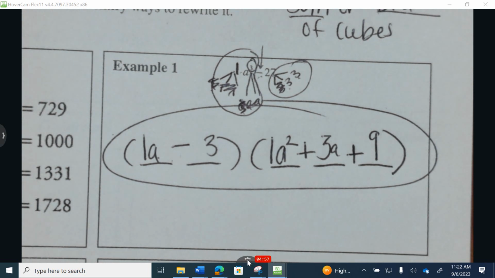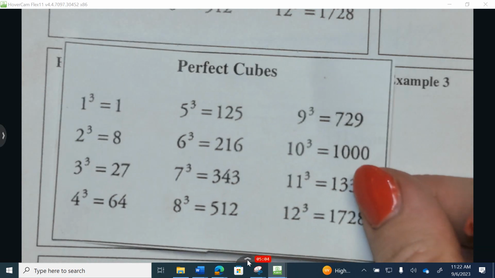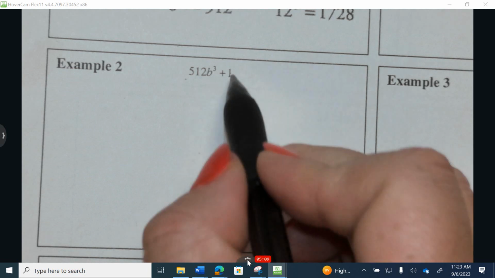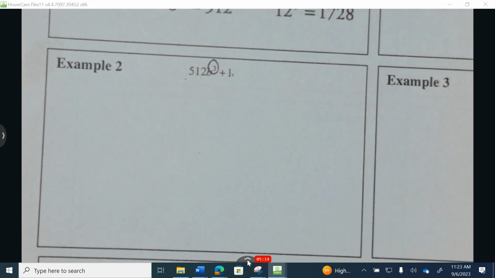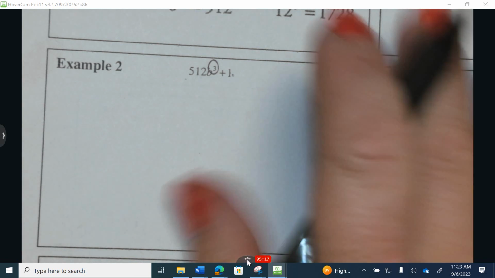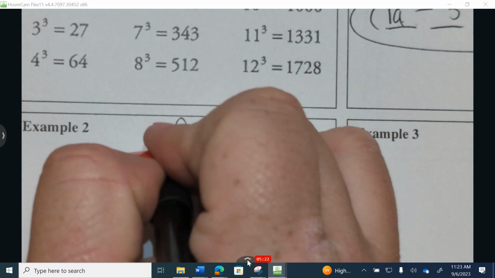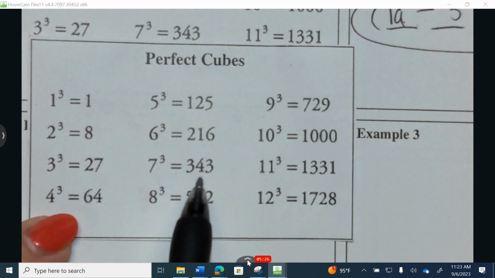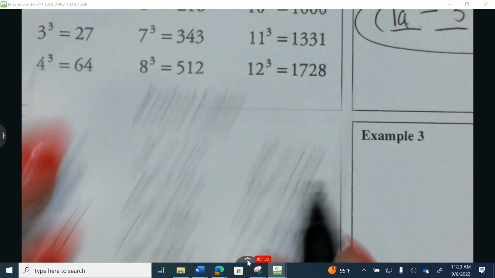We're going to go on to example number 2 next. Please find example number 2. We are referring to what's right above: the perfect cubes. Is 512 on that list? Is 1 on the list? Can I divide the exponent 3 by 3? Yeah. And why am I dividing by 3? Because cubes are to the third. Okay, so I'm going to show my work here. 512 is the same as 8 times 8 times 8.